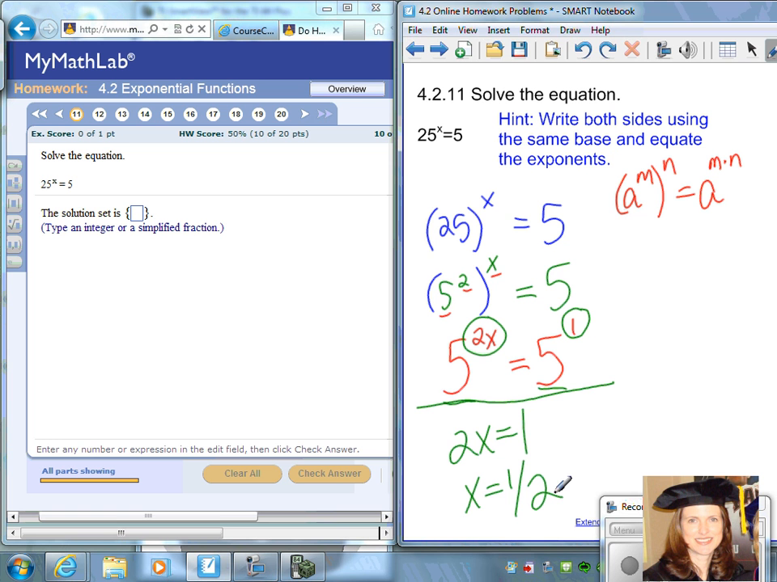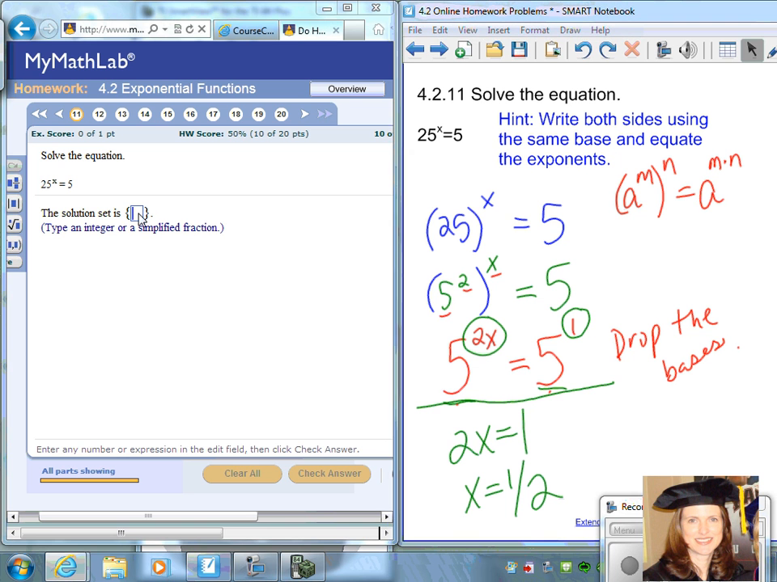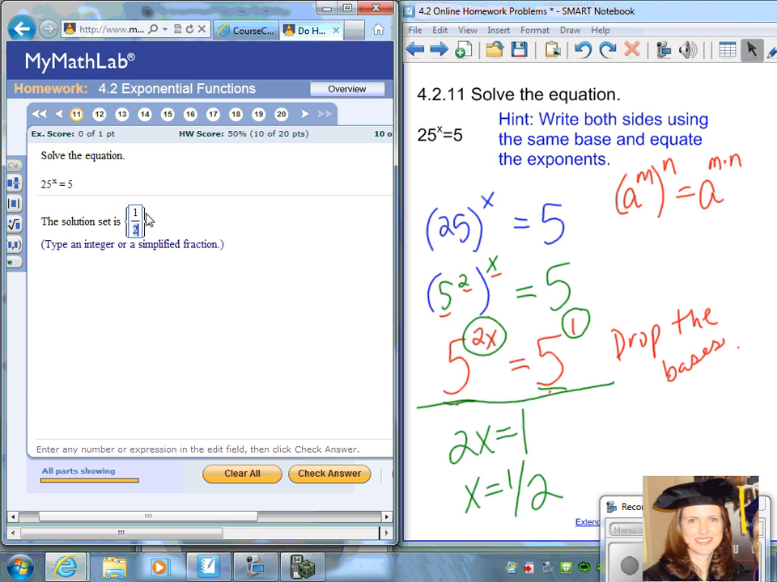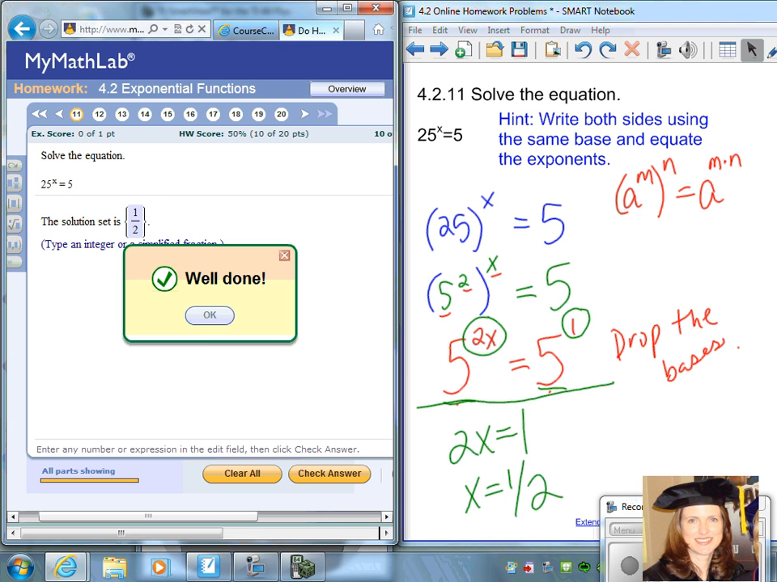So the hint here is to write both sides using the same base. If this base is equal to this base, then this exponent has to equal this exponent. It's like you drop the bases, and you end up with an equation where the left exponent is equal to the right exponent, and you solve that for x. And we check our answer.